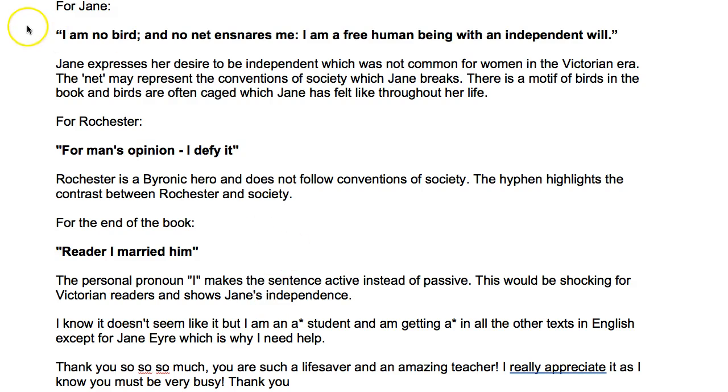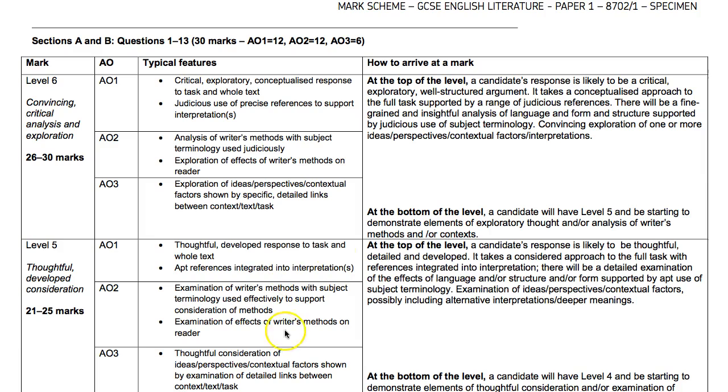So I've copied her posting into Word so that we can examine it. But as always, we need to start with the mark scheme. What's really cool about the mark scheme is that this is the mark scheme for paper 1, and the wording is exactly the same as the mark scheme for paper 2. And that's great news because it means that every time you do a literature question, it's pretty much asking you to do the same thing.